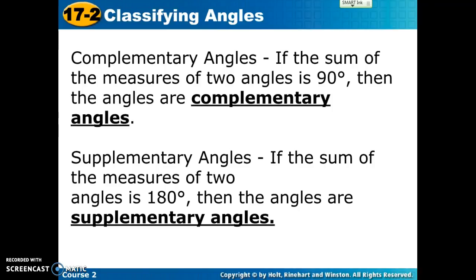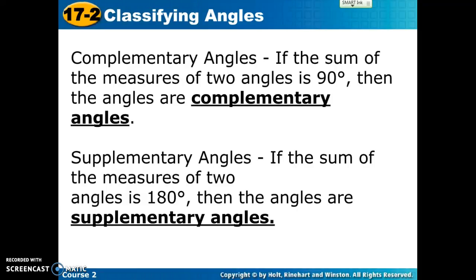So if the sum of the measures of 2 angles is 90 degrees, then we say that the angles are complementary. Okay, so a couple things in there. Remember, it's the sum. Sum means to add. And we're only adding 2 angles together. So adding 2 angles together, if we add those and it's equal to 90 degrees, we say those are complementary.